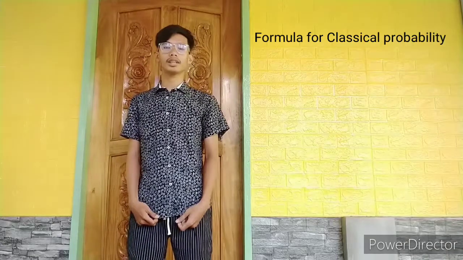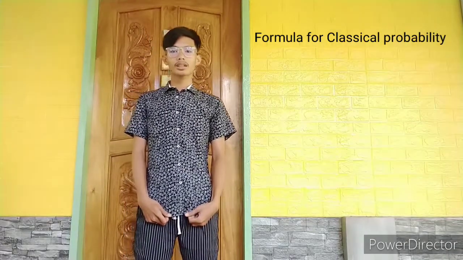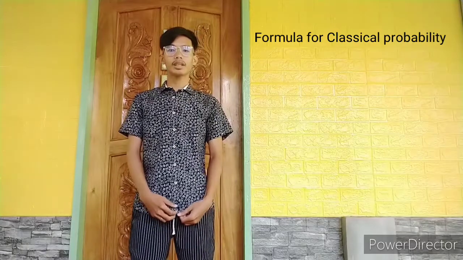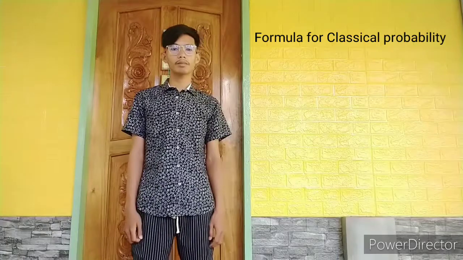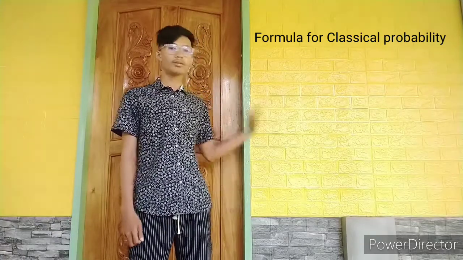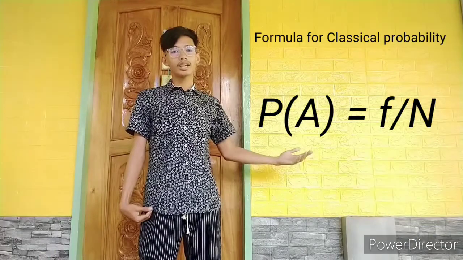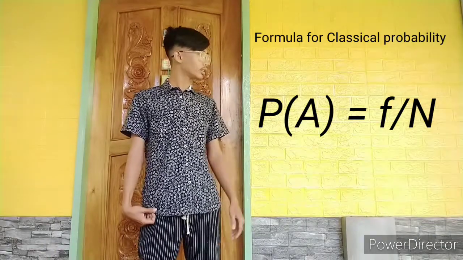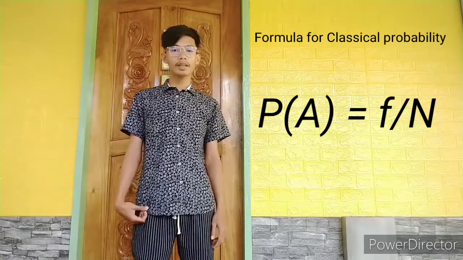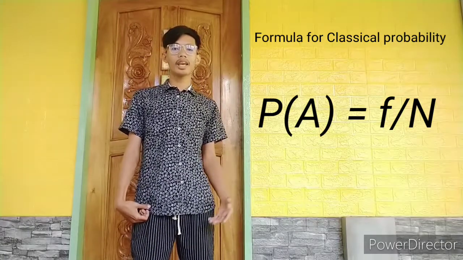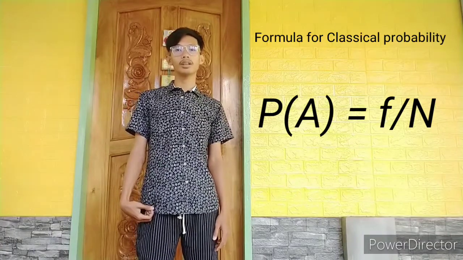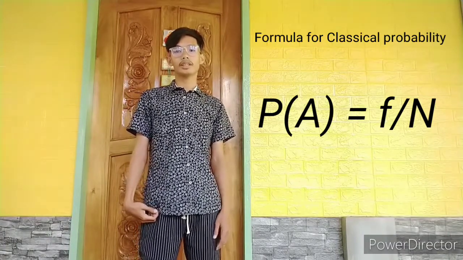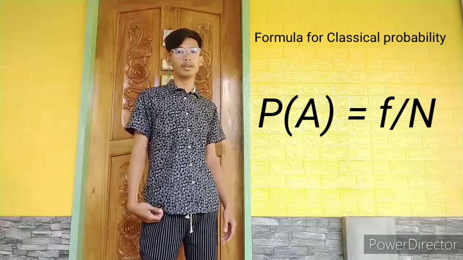So, next, let's have the formula for classical probability. The probability of a simple event happening is the number of times the event can happen divided by the number of possible events. So, this is the formula for the classical probability. In that formula, P of A means probability of event A. Event A is whatever event you are looking for, like winning the lottery, rolling a die. So, that's what P of A means.